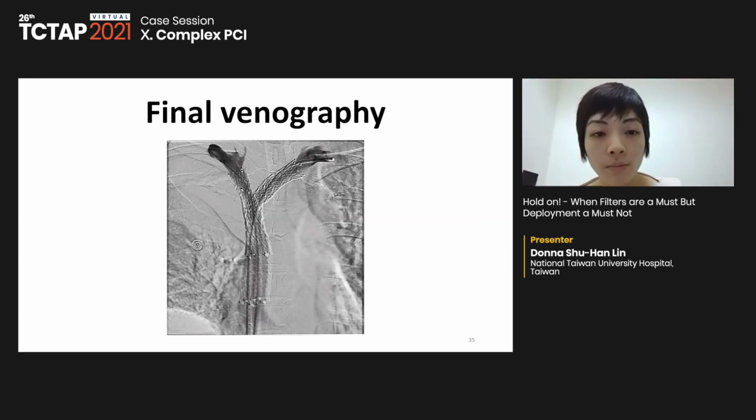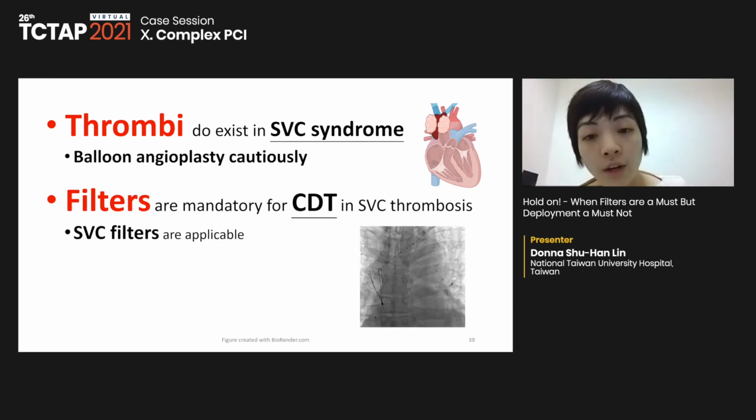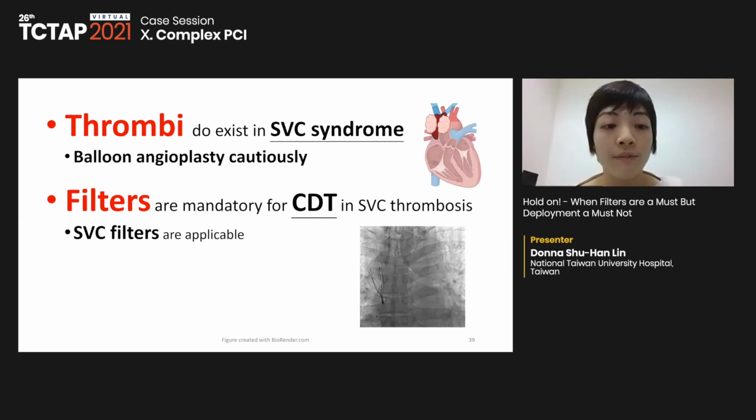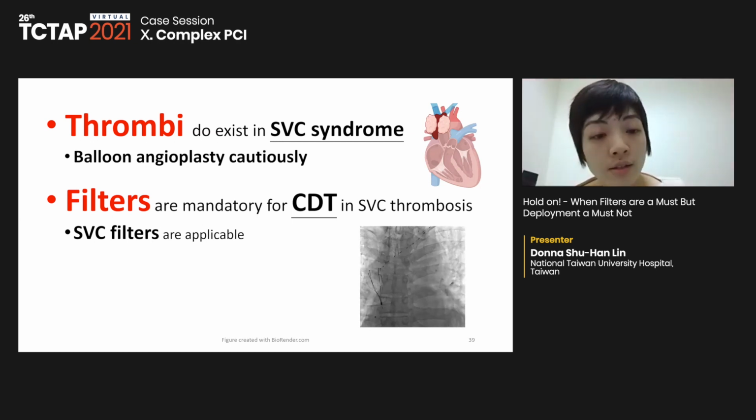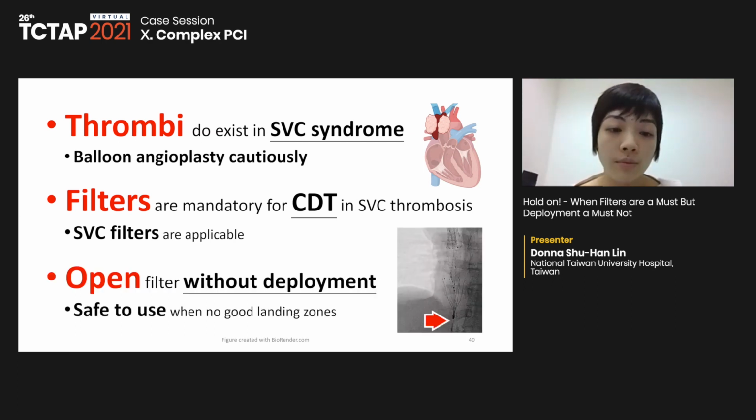In SVC syndrome, first, balloon cautiously rather than aggressively. Secondly, filters are mandatory for catheter-directed thrombolysis in SVC thrombus. You could see from this video that SVC filters are applicable in these conditions. And last but not least, where there are no good landing zones, opening the filter without deployment is something that we could do. Our case here showed that this is safe.